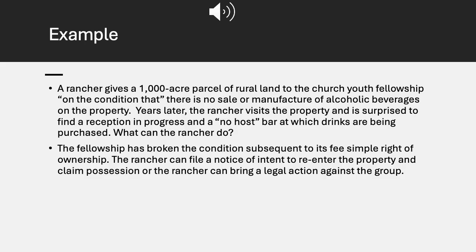Example: a rancher gives a 1,000-acre parcel of rural land to the Church Youth Fellowship on the condition that there is no sale or manufacture of alcoholic beverages on the property. Years later, the rancher visits the property and is surprised to find a reception in progress and a no-host bar at which drinks are being purchased. What can the rancher do? The fellowship has broken the condition subsequent to its fee simple right of ownership. The rancher can file a notice of intent to re-enter the property and claim possession, or the rancher can bring a legal action against the group.